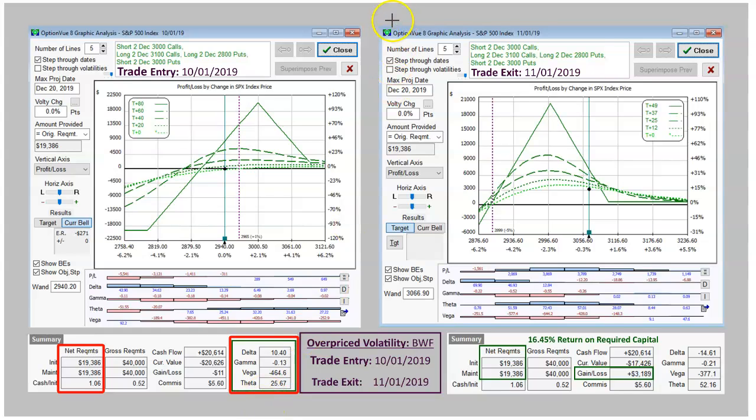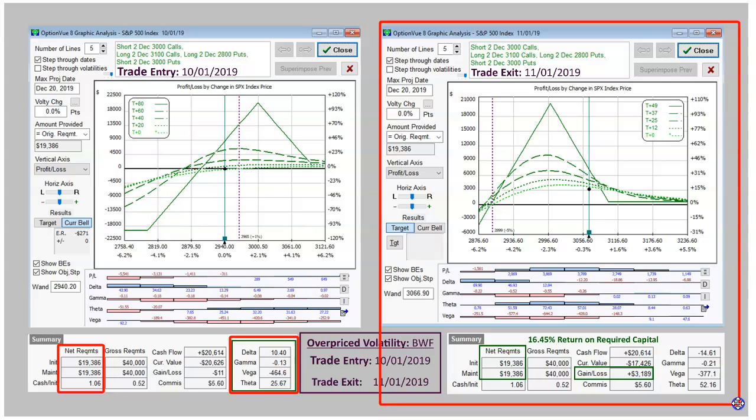What we see here on the right-hand side is the same diagram as of the potential trade exit date on 11/1/2019. There are no adjustments. You can see that the net requirement, again, is approximately a $20,000 trade. Over that 30-day time period, it was a gain of $3,189, representing a 16.45% return on required capital. I won't go through the Greeks because that's actually not the reason for exiting the trade.